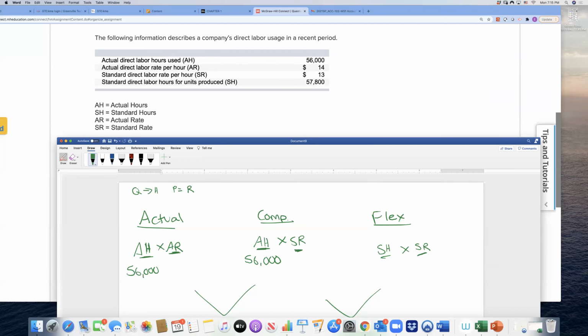Now I want to look for my actual rate and standard rate. I don't know how they gave it to me, so let's start looking. Actual rate, oh, per hour. They're making this one easy. 14, actual rate. Standard rate per hour, 13.